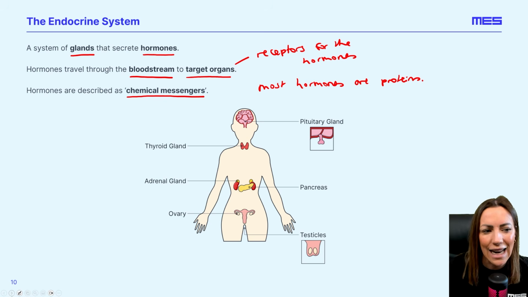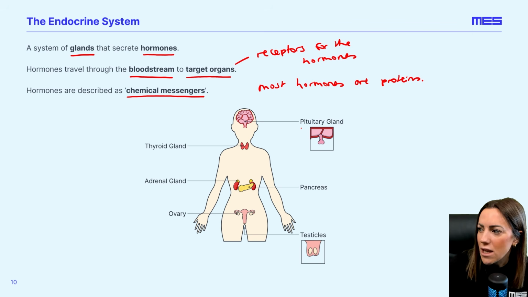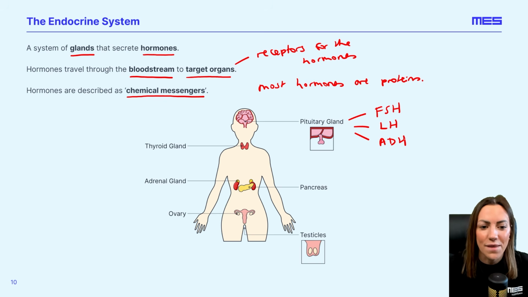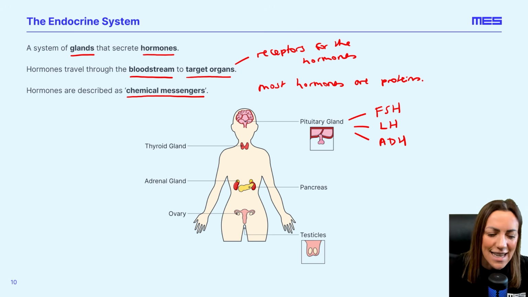Let's make sure we can label the key endocrine glands. So we've got the pituitary gland, which is in the brain. Now this secretes hormones such as FSH, LH, and ADH. Now I'm not going to go through all of those on this slide because they're going to come up later. For example, FSH and LH are hormones involved in the menstrual cycle. So we'll cover them when we do the menstrual cycle.